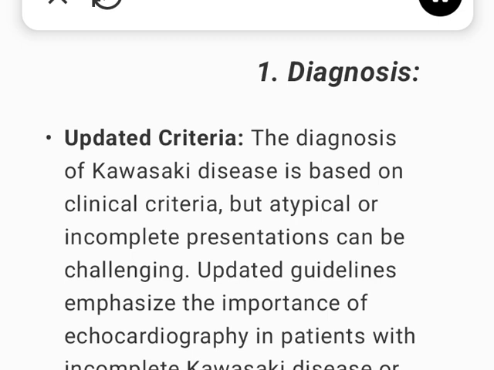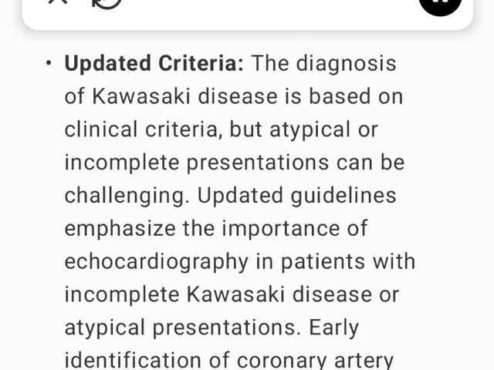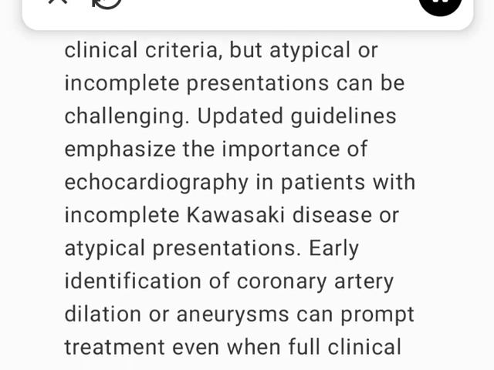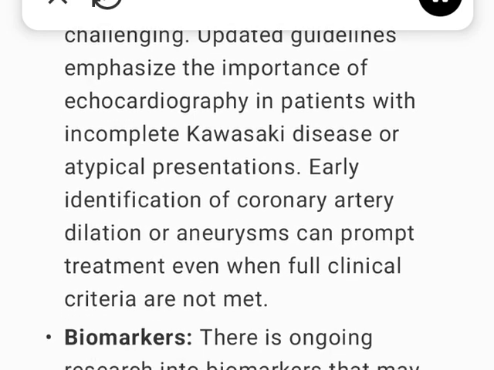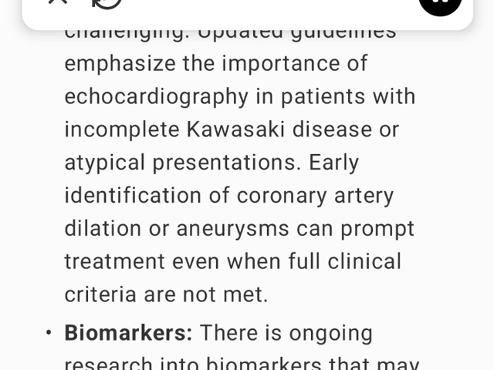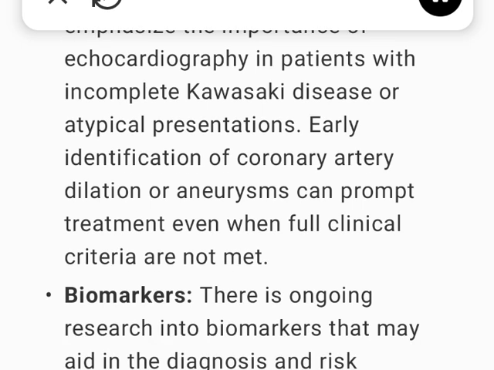1. Diagnosis. Updated criteria. The diagnosis of Kawasaki disease is based on clinical criteria, but atypical or incomplete presentations can be challenging. Updated guidelines emphasize the importance of echocardiography in patients with incomplete Kawasaki disease or atypical presentations. Early identification of coronary artery dilation or aneurysms can prompt treatment even when full clinical criteria are not met.